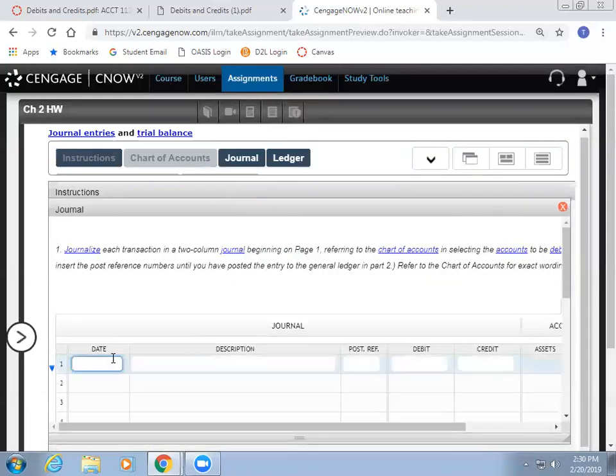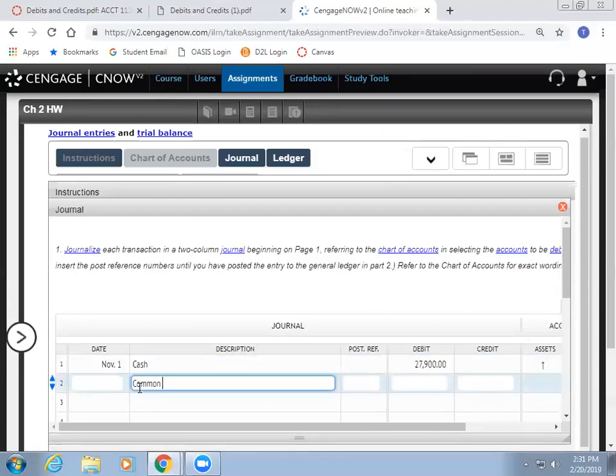So yeah, I'd come in here and it was November 1st, and I debited cash 27,900 and credited common stock 27,900. So that's my journal entry. That's the main transaction that I'm logging.